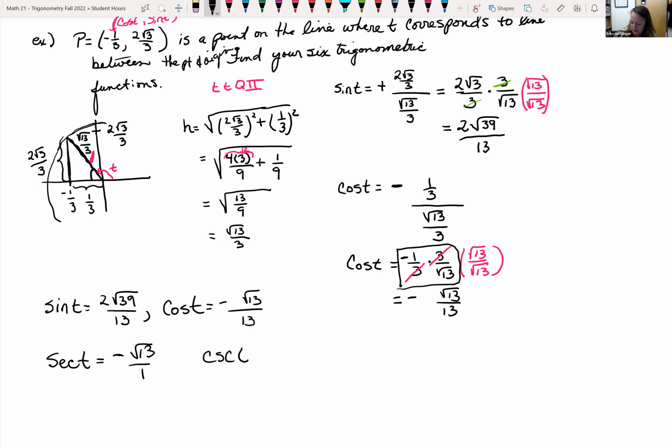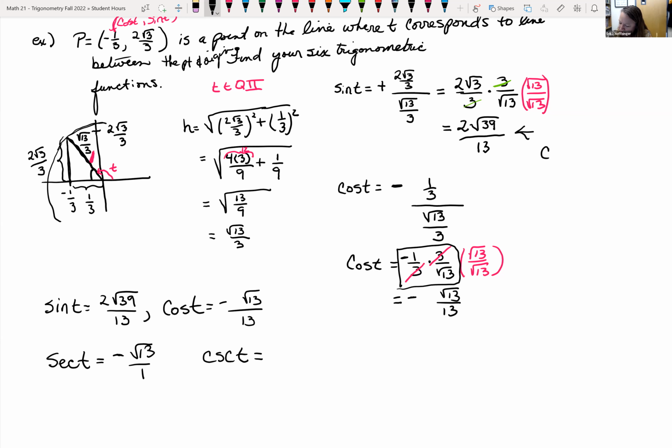Cosecant T, looking at the sine T before we rationalize the denominator. We were going to have to rationalize it anyways because we had a radical both in the numerator and denominator. So let's just flip this.